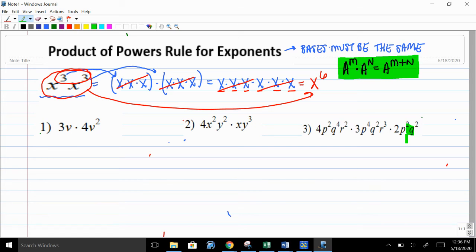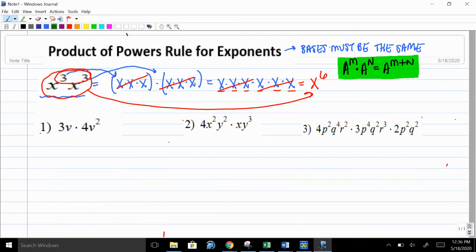You'll see when we start looking at these examples right now, the bases have to be the same in order to apply this rule. So in number 1, and let me get myself a pen here. All right, good. Okay, number 1.